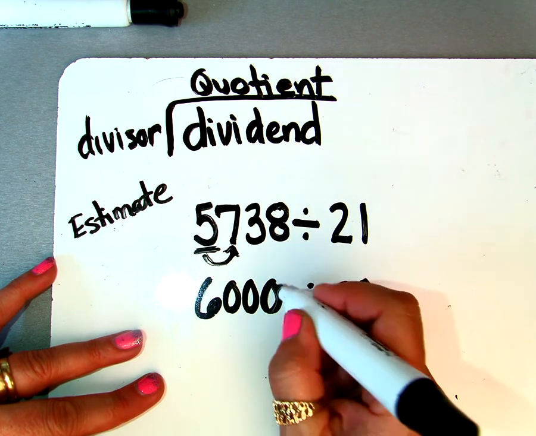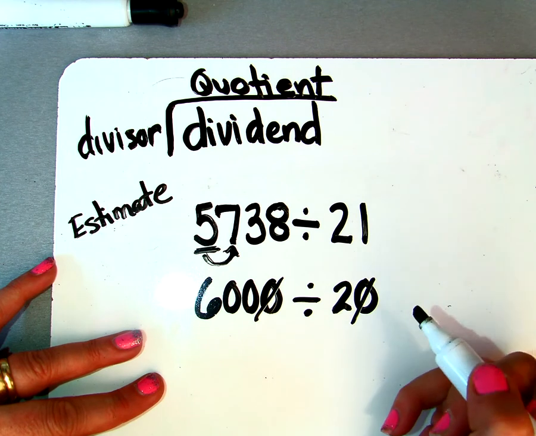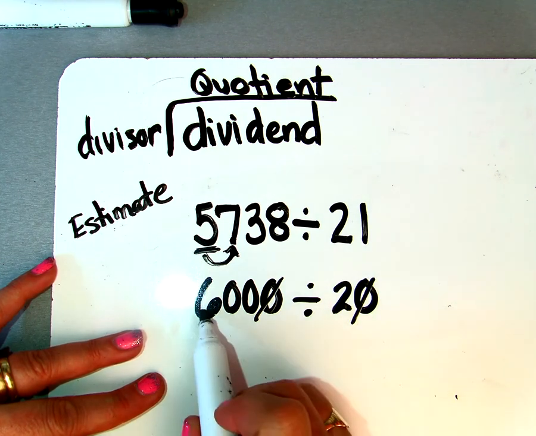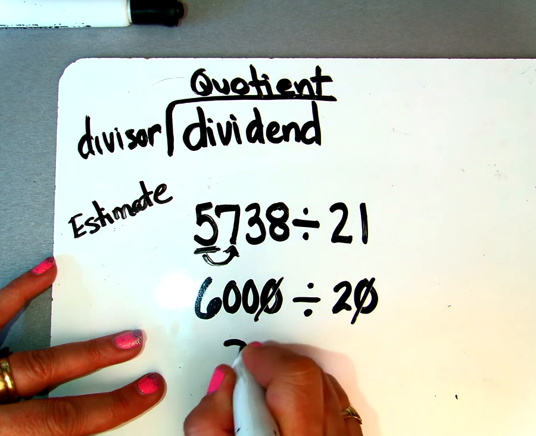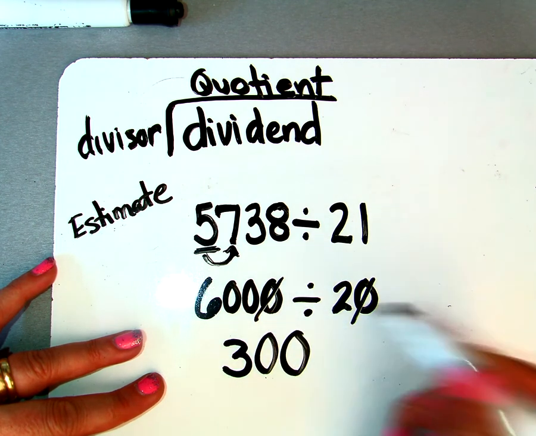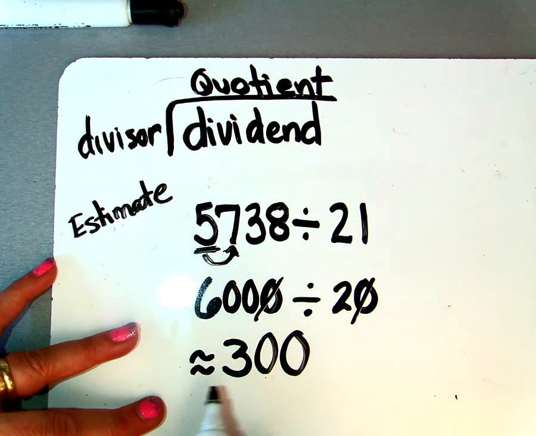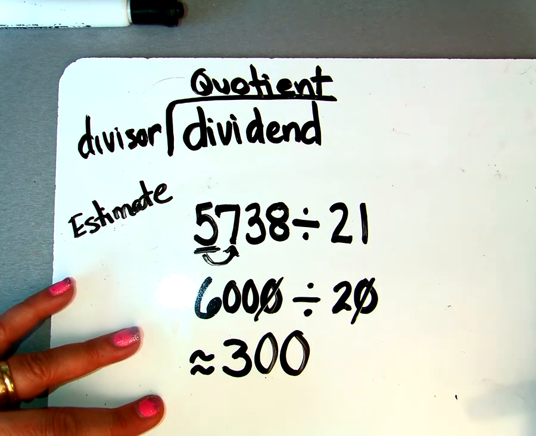6,000 divided by 20. You know my deal. Get rid of the extra zeros. Don't need to look at them. 6 divided by 2 is 3. How many zeros do I have remaining? 2. The estimate would be, this answer is going to be about 300. Why did I do a squiggly equal sign? Because that's not exactly equal. Those are wavy lines. That's my first estimate.